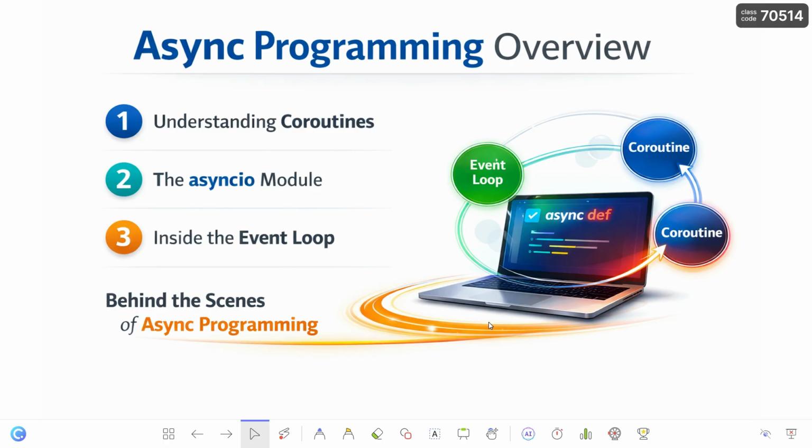I will be explaining these concepts with the help of the asyncio module of Python, which is the default module of Python that supports coroutines. Additionally, we will be covering the event loop that is used to run asynchronous programs. So let's move on to our next slide.